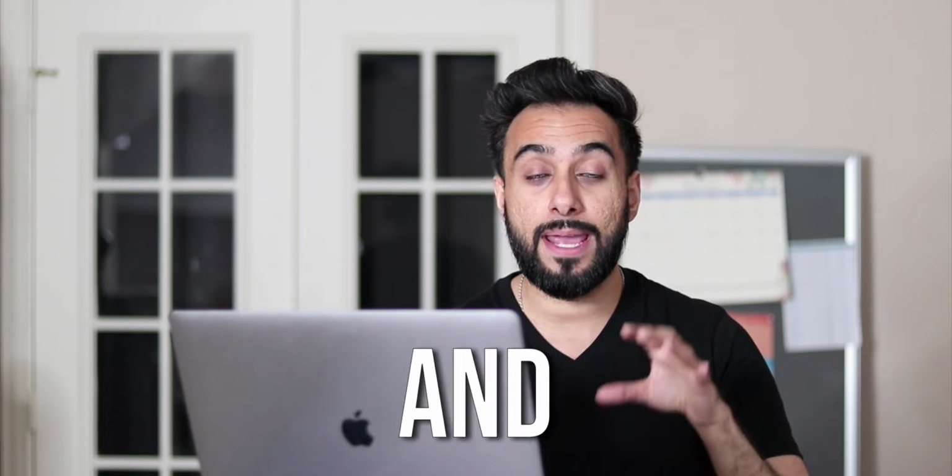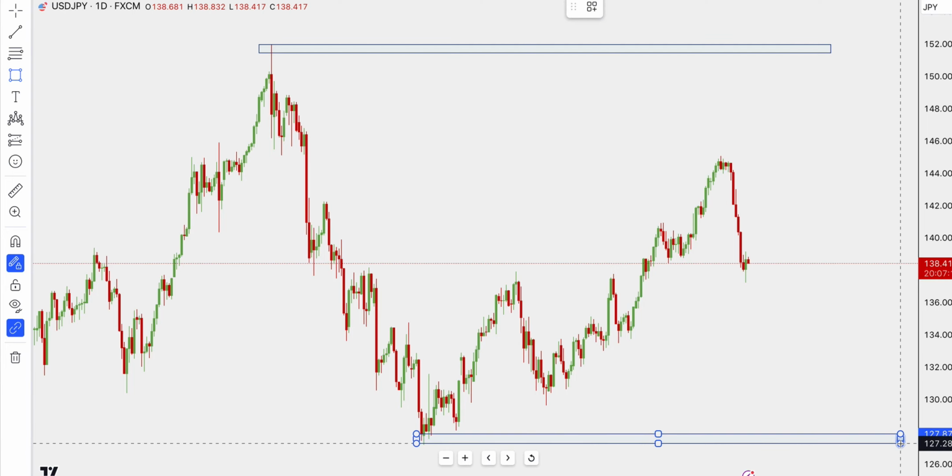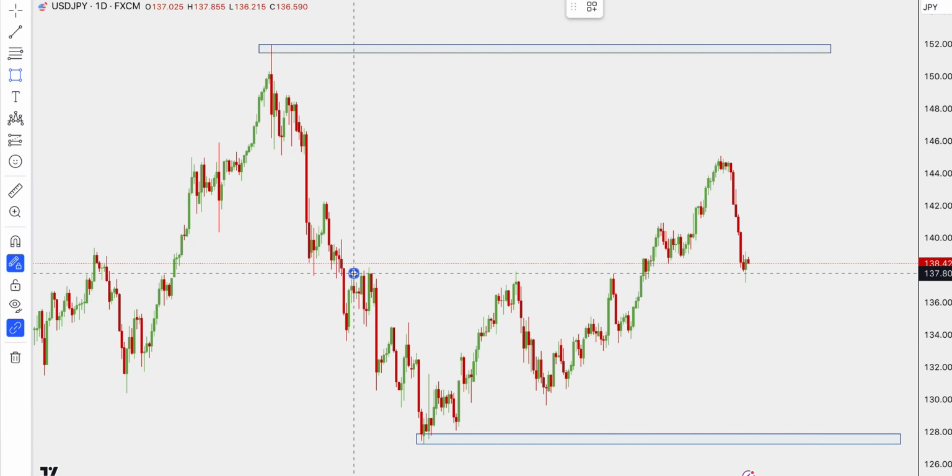Listen, one of the easiest ways to consistently extract money from the Forex market is to master supply and demand trading. It is a lot easier to become consistently profitable, especially if you're a new trader, to keep things super simple. Look, don't overcomplicate things.